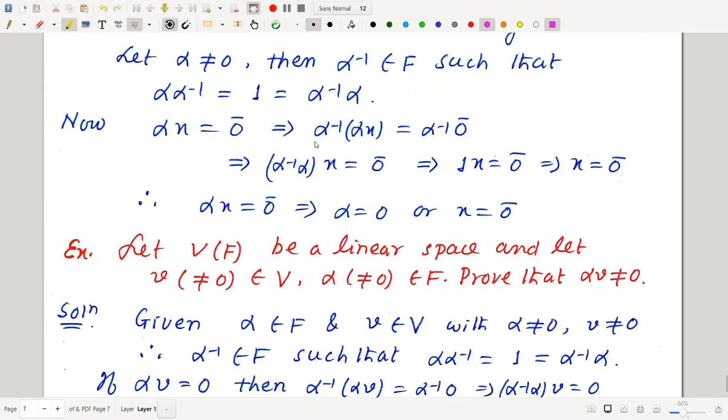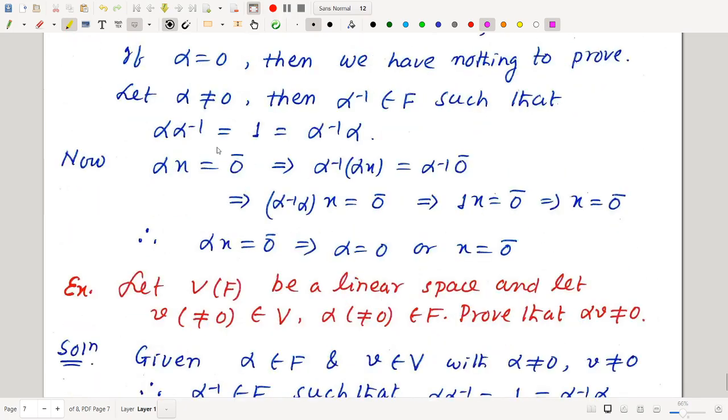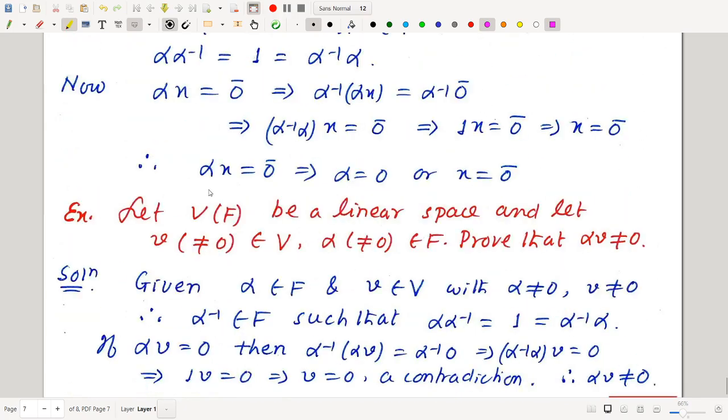Now alpha x equal to 0 bar implies, multiplying both sides by alpha inverse and by associativity, alpha inverse alpha is 1, so 1x, and the right side is, we know, scalar into 0 vector is 0 vector, already proved. Alpha into 0 bar is 0 bar means alpha inverse into 0 bar is also 0 bar because it is a scalar. So 1x equal to 0 bar means x equal to 0 bar. So what we have seen: if alpha is 0 we stop, and if alpha is not 0 we have x equal to 0 bar. Therefore alpha x equal to 0 bar implies either alpha is 0 or x is 0 bar.